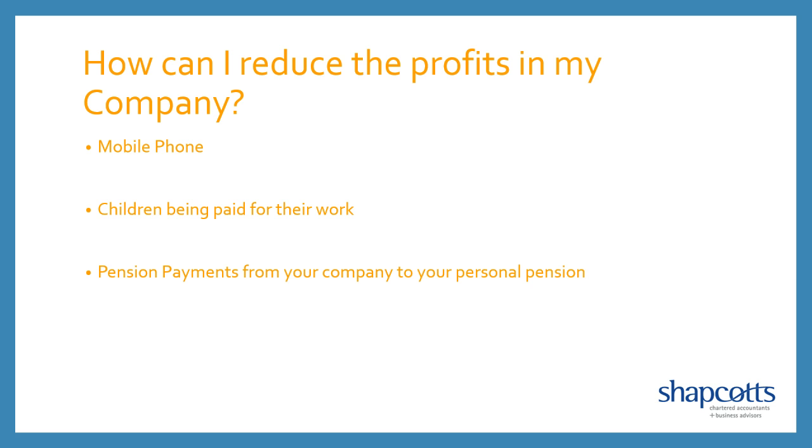So there is a certain amount that when you focus for a while on one area, you may want to spread the risk. Now, one way of spreading the risk, which can be quite tax efficient, is making pension payments directly from your company to your personal pension. Now, I am no advocate for pensions.